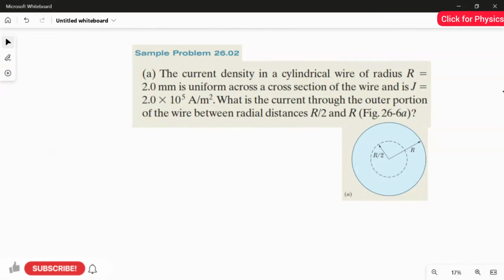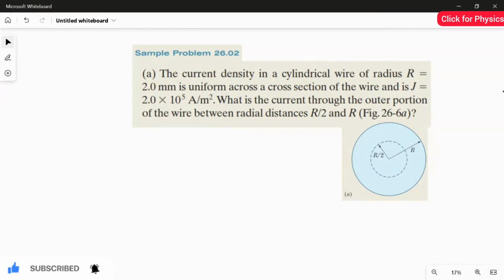Part A. The current density in a cylindrical wire of radius r equal to 2 millimeter is uniform across the cross section of the wire. And the current density value J equal to 2 multiply 10 power 5 ampere per meter square. What is the current through the outer portion of the wire between the radial distances r over 2 and r?